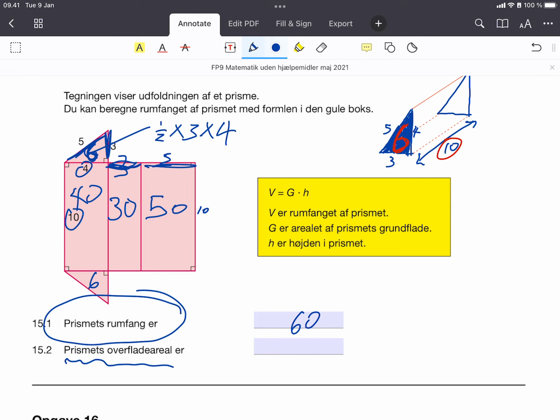So the total surface area is, you've got 2 6s on the ends, you've got a 40 on the side, you've got a 50 at the back, and you've got a 30 underneath. So just add all those up. 40 plus 50 plus 30 is 120, plus the 2 6s makes 132.